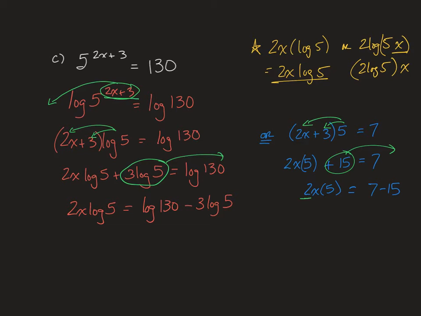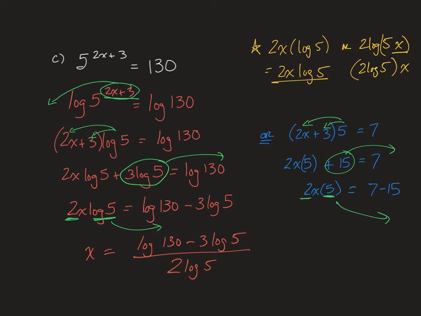Well, we're going to now have to take everything attached to the x, the 2 and the 5, and since they're attached through multiply, we're going to have to divide it out. So let's take everything attached to that x, and let's divide it out. And so now my x is isolated, and I have a really ugly log 130 minus 3 log 5, now all divided by 2 log 5. There we go. We are all done.